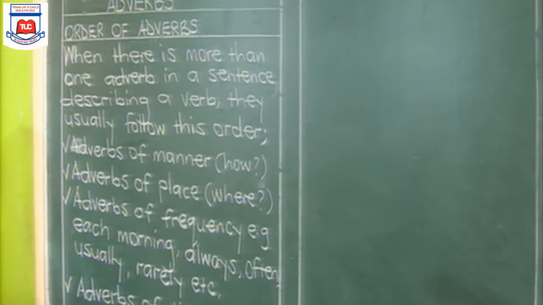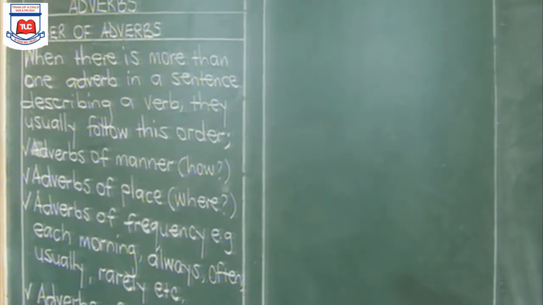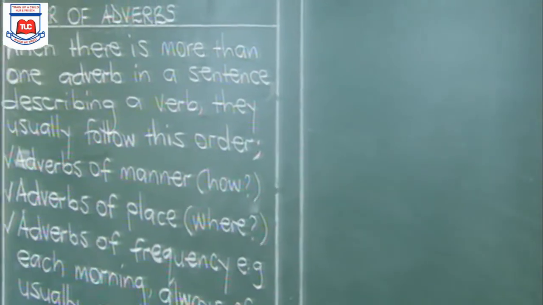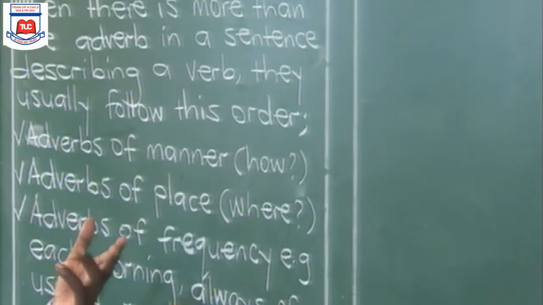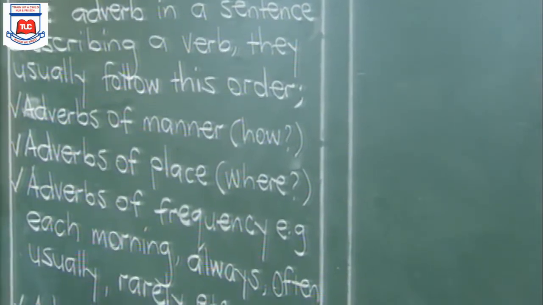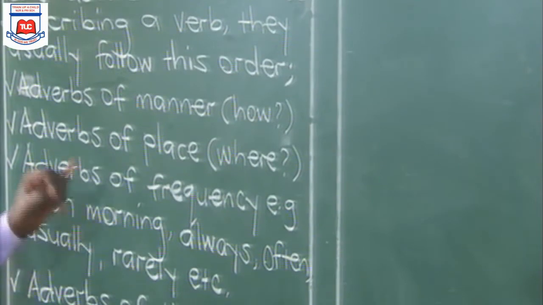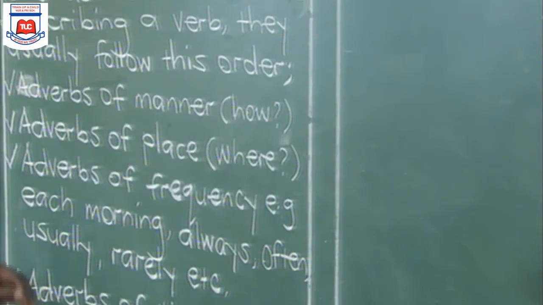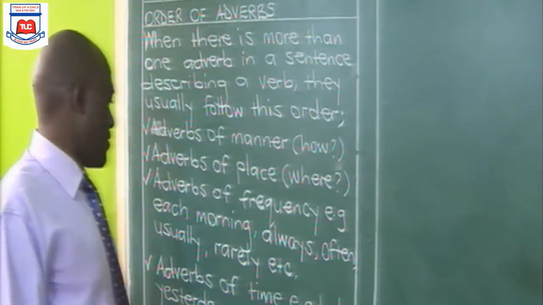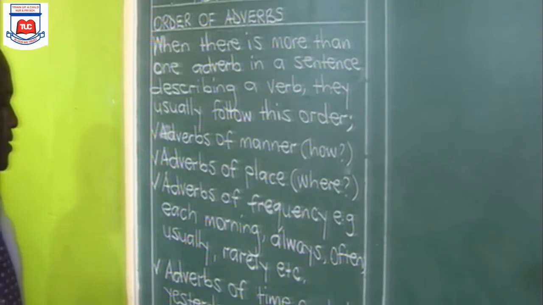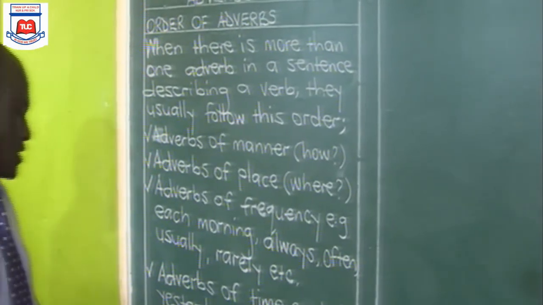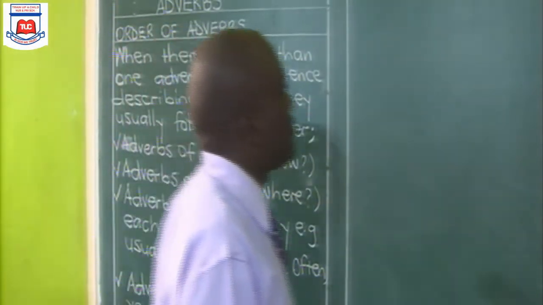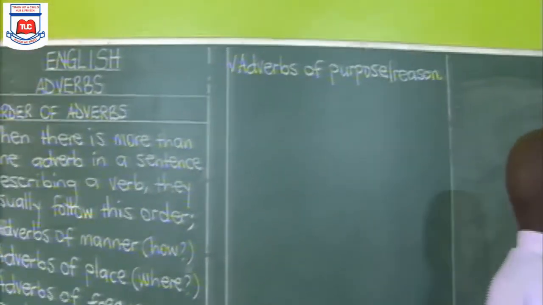How something is done: quickly, slowly, smartly, like that. Then the second one that follows is adverbs of place, where something happened: outside, inside, at home, in the market, and many others. Then we have adverbs of frequency coming next. What are the examples of adverbs of frequency? We have each morning, always, often, usually, rarely, and many others. Then we have adverbs of time: today, yesterday, tomorrow. The next one that comes is the adverbs of purpose, why something is done.